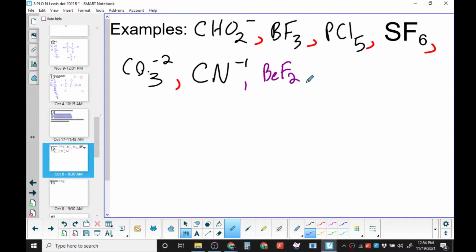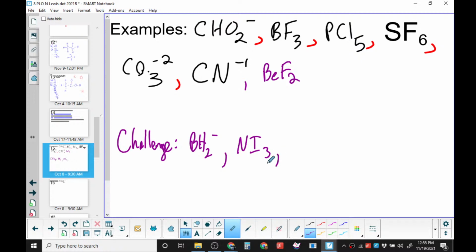Because I should have put that one in. And then when you're done those, I'm going to put challenge. But challenge doesn't mean optional. I still want you to do these. But these are just a little bit more difficult. I'd highly recommend you do that. Just because I add some charges in those. Some of them break the octet rule, some of them don't. They're just interesting.